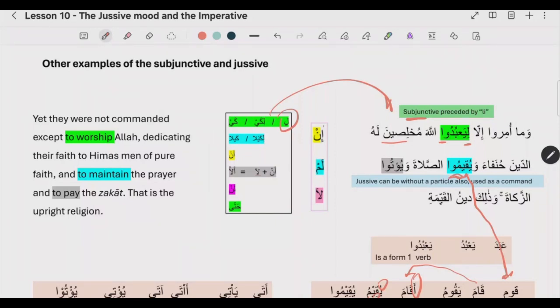This is the jussive of this particular verb, and it means to maintain, establish, or institute in your life, as-salah, and you to zakah. The same thing with ata, ya'ati. This is the past tense or present tense of form 1.